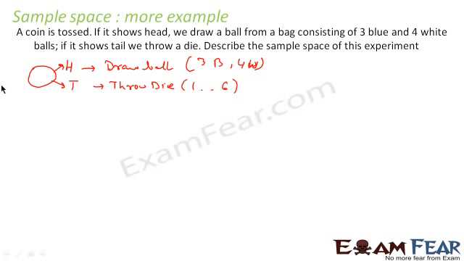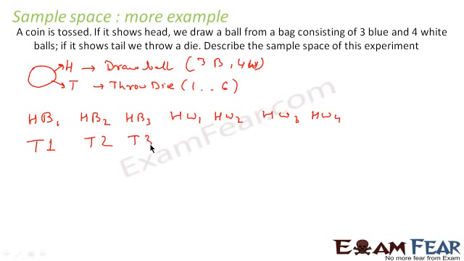First, let's take the scenario wherein we got a head. Once you get a head, you are supposed to draw a ball, and all the balls are distinct. What comes out of the bag can be a B1, B2, or B3 ball, the 3 blue balls, or a white 1, white 2, white 3, or white 4 ball. When it was tail and you threw a die, you can get 1, 2, 3, 4, 5, or 6. So the total sample space is this, and the sample points are all these elements individually.